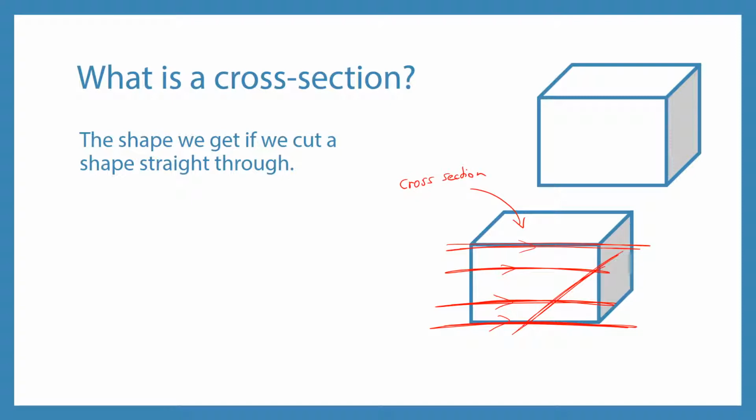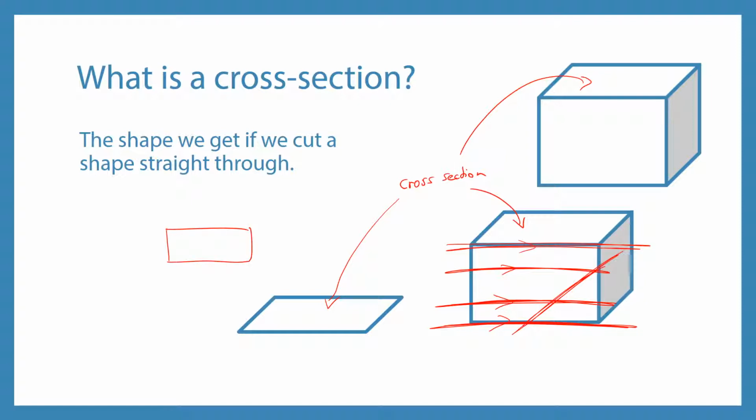And you'll note that in this case, the cross section is the same as the top of our prism. So we end up with a cross section, which is this. And if you looked at it from the top, it would be a rectangular shape. It looks like this here, just because of the perspective we're using. So a cross section is just the shape you get if you cut your shape parallel to its base.